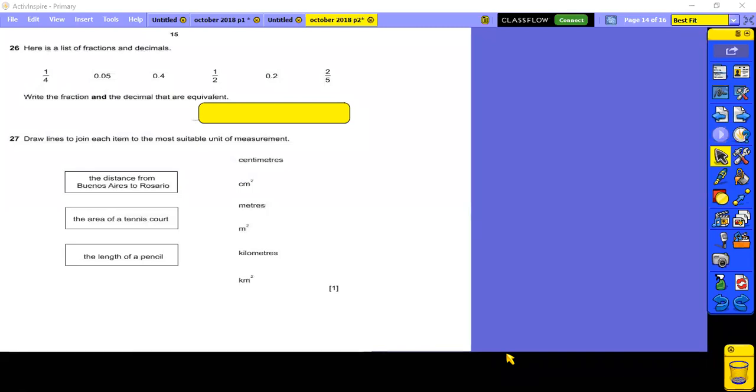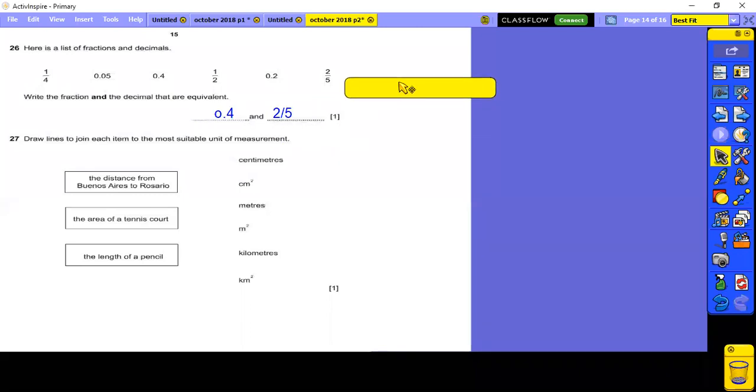So the right answer is 0.4 and 2/5. It's not quarter. Quarter is 0.25 as a decimal. So it's 0.4. If you try 2/5 and change it into decimal, you'll find that this is the right answer.